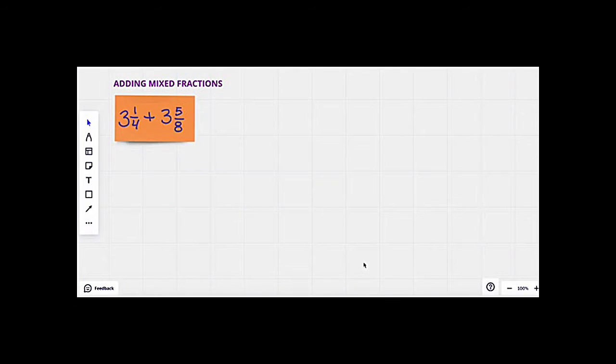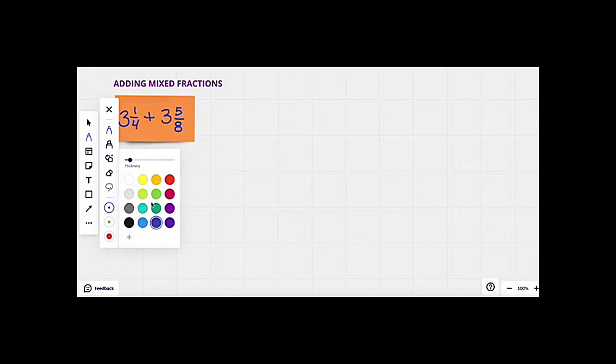Adding mixed fractions. There are two ways we can use to add mixed fractions, and we're going to learn both of them today. The first method that we're going to use is converting our fractions into improper fractions before we actually add them. So that will be our first method, and so I'm going to grab my pen here, as I usually do, and we're going to get started.